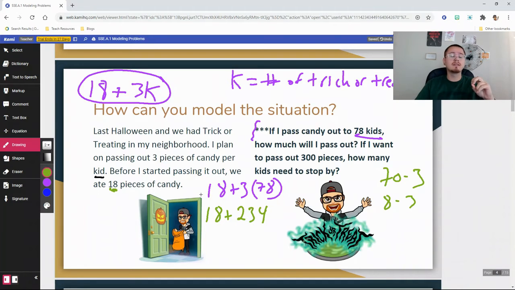234 pieces of candy. Sam's Club. Costco. I've never had a Costco membership. I let my Sam's Club one run out because I haven't really been there since Corona. Dang, I actually have to return something there.